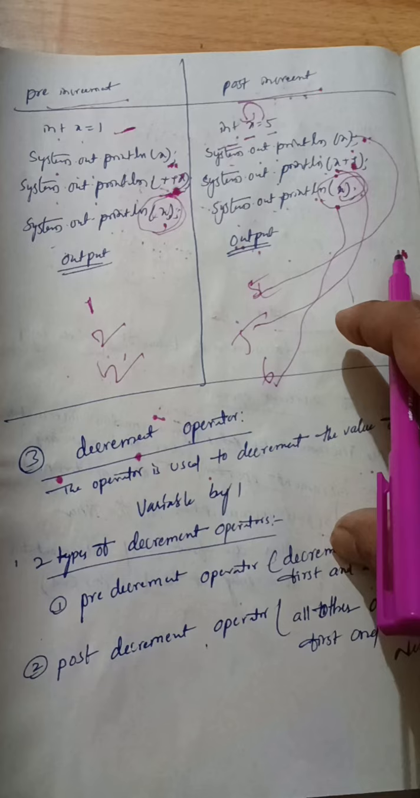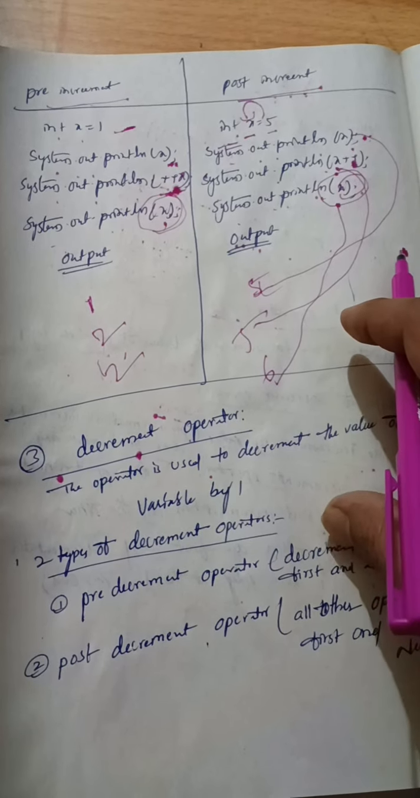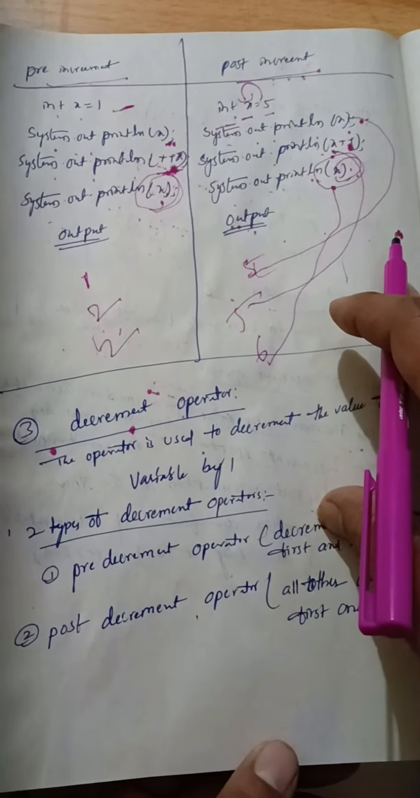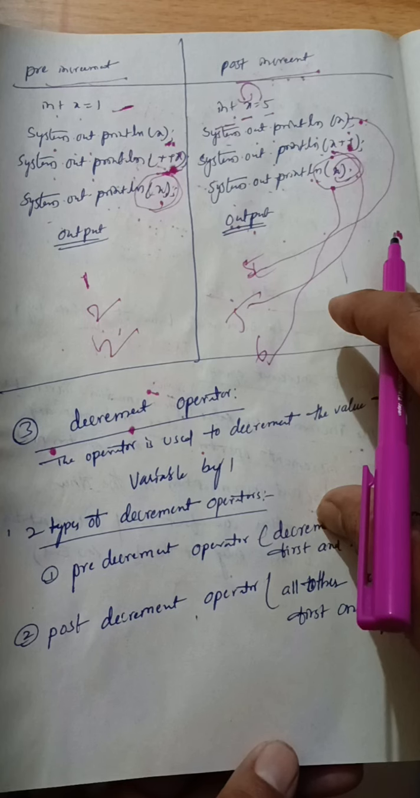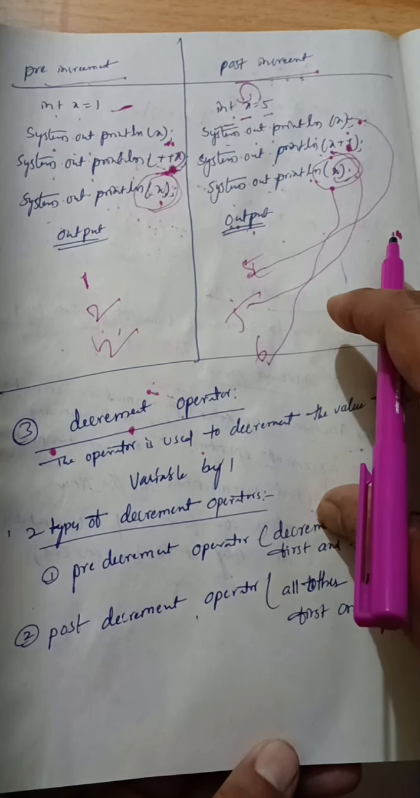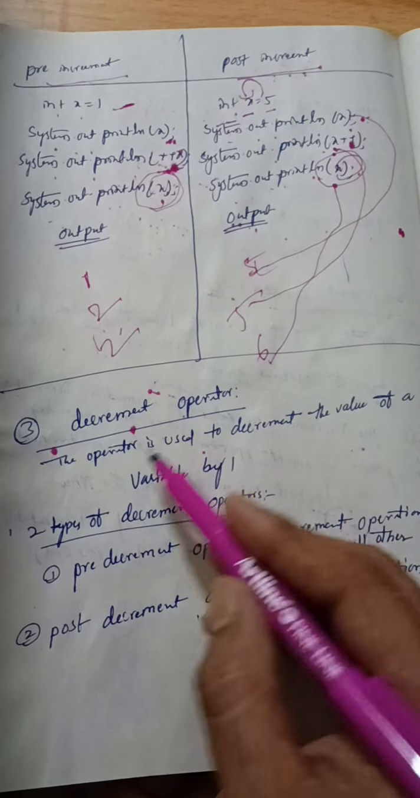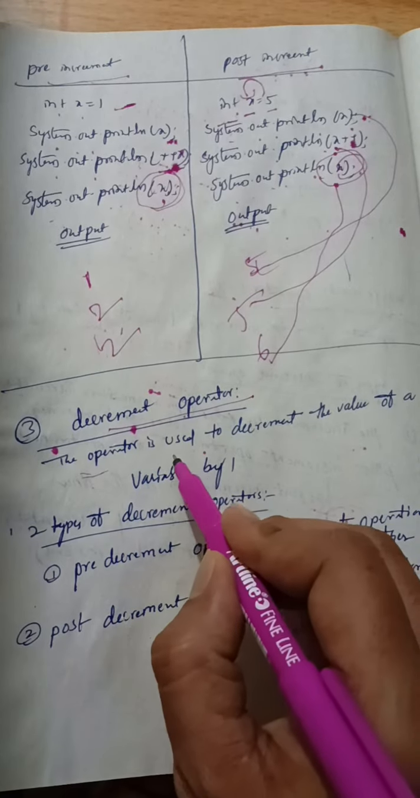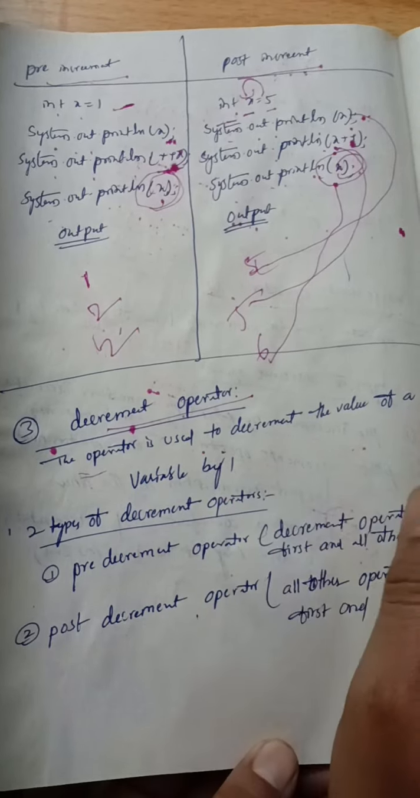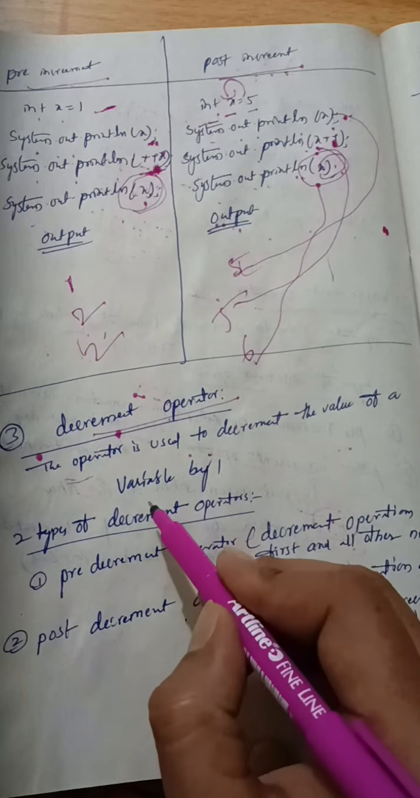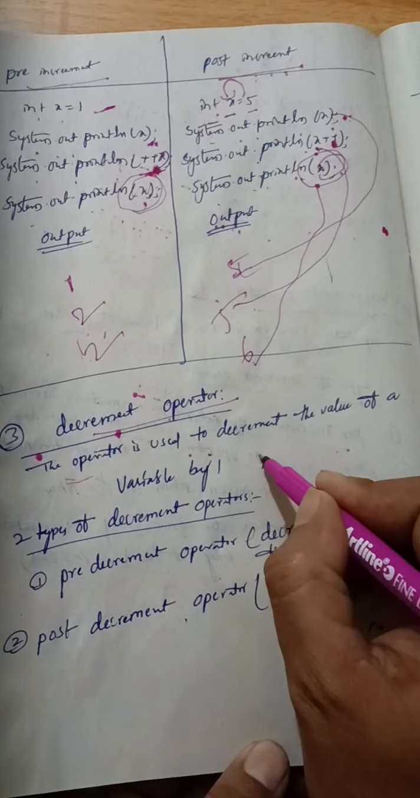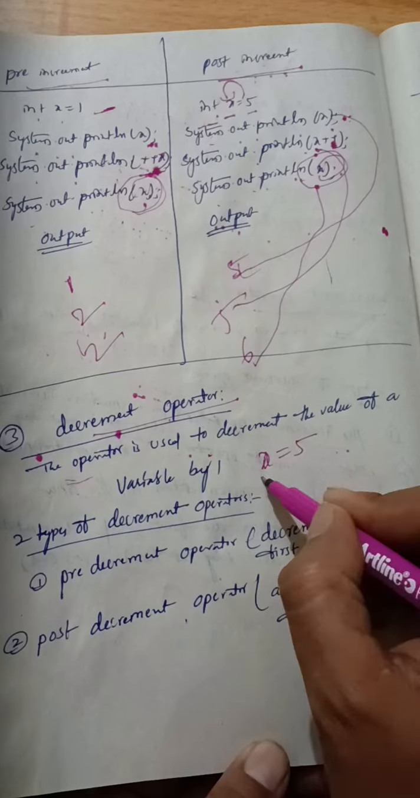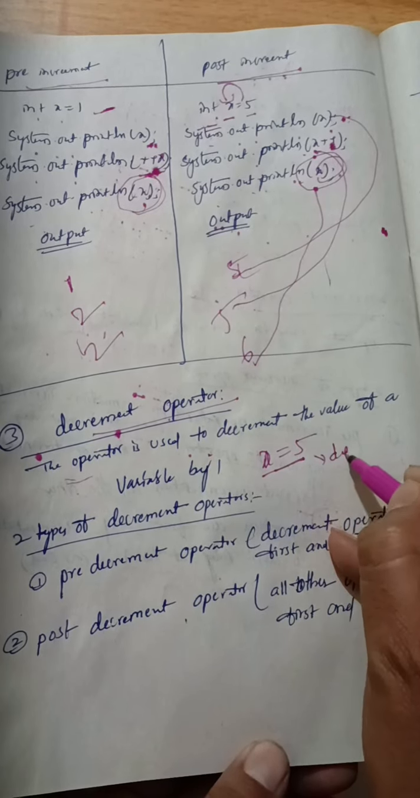In the same way, we have the decrement operation also. What are the decrement operations? With increment operations, we incremented the value by 1. Decrementation means decrementing the value by 1. There are two types of decrementations. First one, pre-decrementation. The decrement operator is used to decrement the value of a variable by 1. Suppose x equal to 5, and we apply the decrement operation.